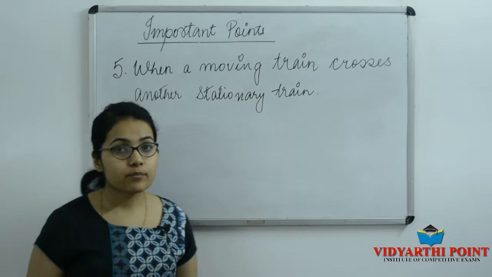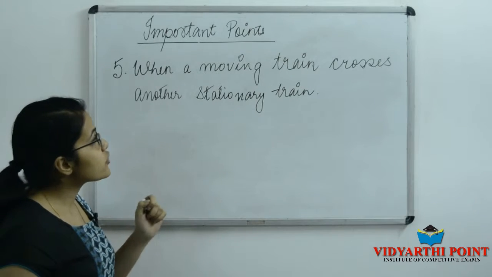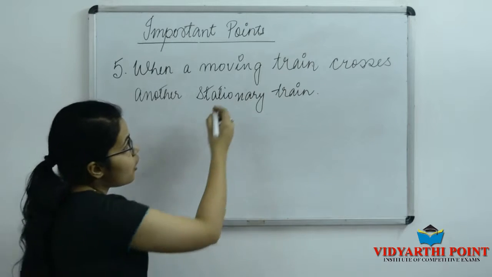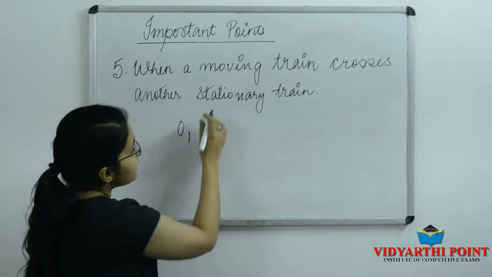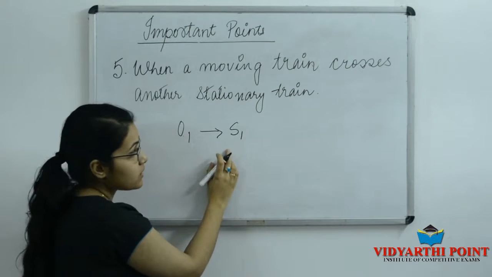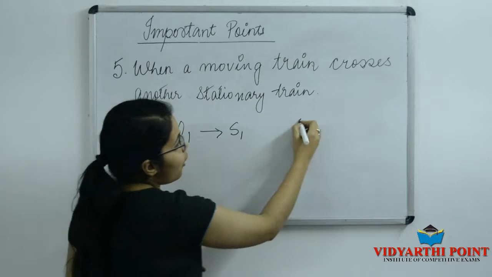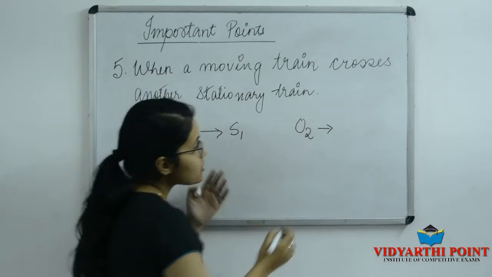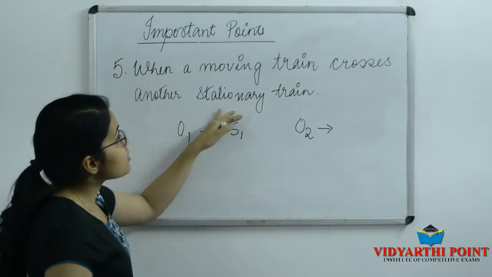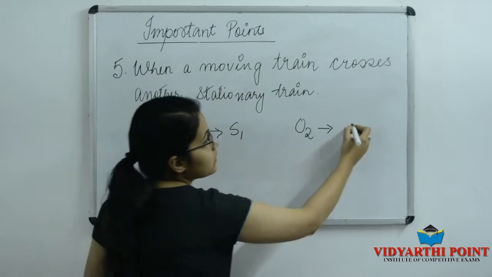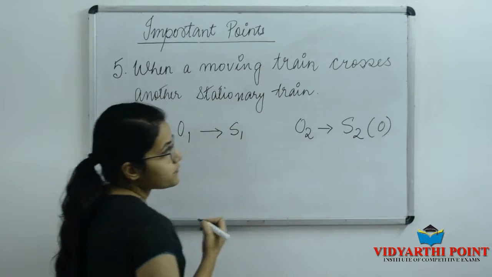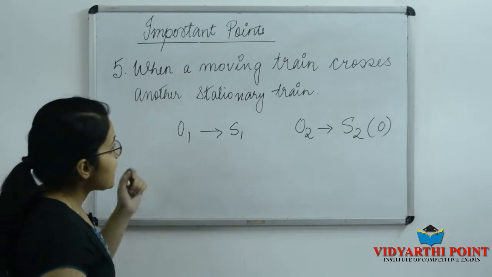Now let us look at point number 5. When a moving train crosses another stationary train. Here object 1 is moving, so its speed is S1, and object 2 is also a train, but it is not moving, it is stationary. So its speed, that is S2, will be 0. Similarly, like a platform.